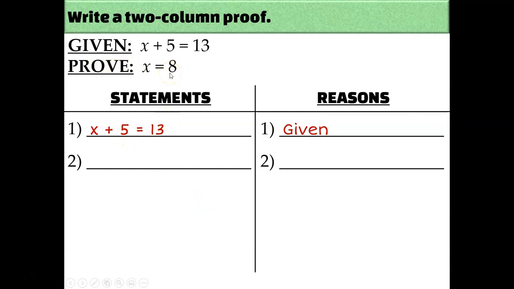But now we have to solve this equation, and our goal is to get to an answer of x equals 8. Well, let's see if we can do that. If I want to solve this equation for x, I would need to get rid of 5. 5 is being added. The opposite of addition is subtraction, so I would subtract 5 from both sides. And that gives me the answer of x equals 8 that I was asked to prove. And my reason, the reason I was able to do this whole subtract 5 from both sides thing, is the subtraction property of equality.